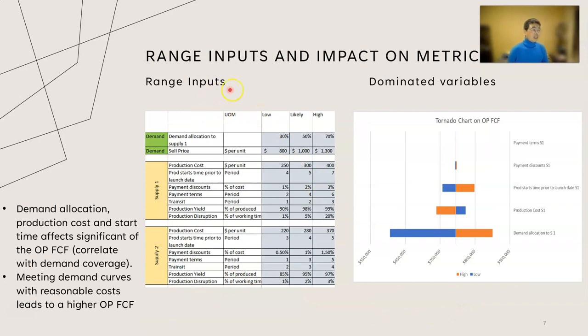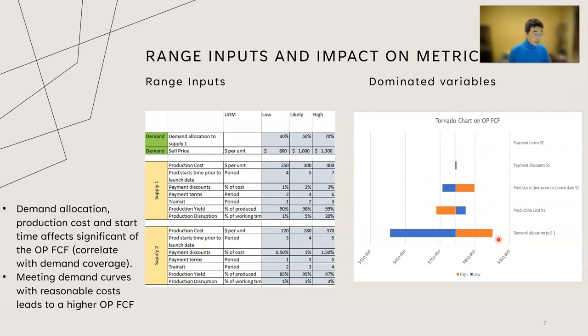Now, what you see here is the range inputs and the impact on the metric. The range inputs basically reflect the ranges of all the variables shown in the earlier table. For example, production cost instead of 300 could range from 250 to 400. Production start time could be 4 periods ahead, 5 periods ahead, or 7 periods ahead. When we vary the inputs according to the range, metrics like operating free cash flow will change. I record the change and show it in the tornado graph on the right here.